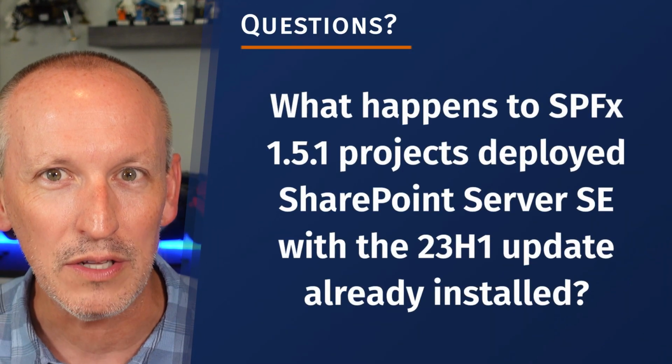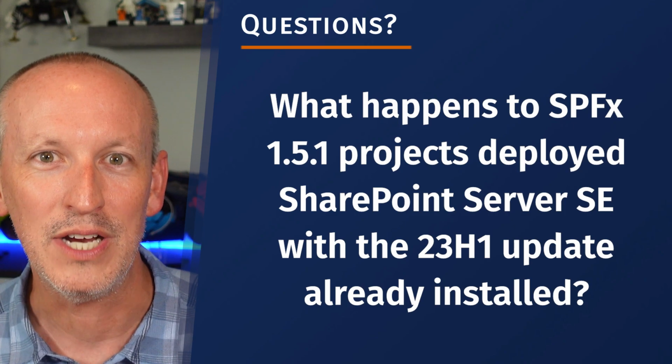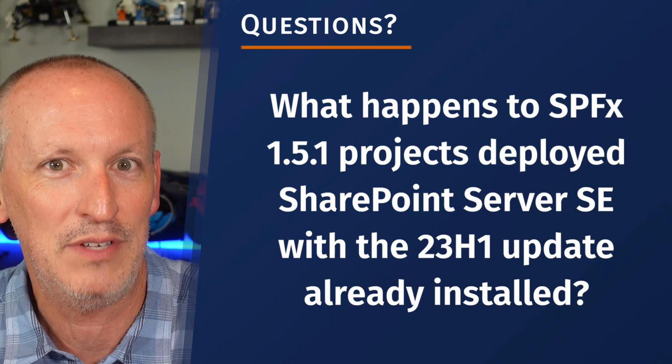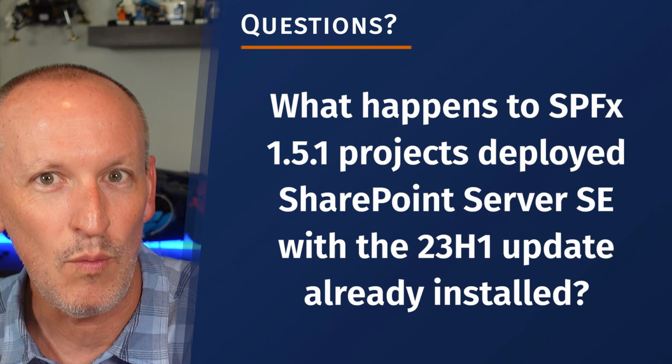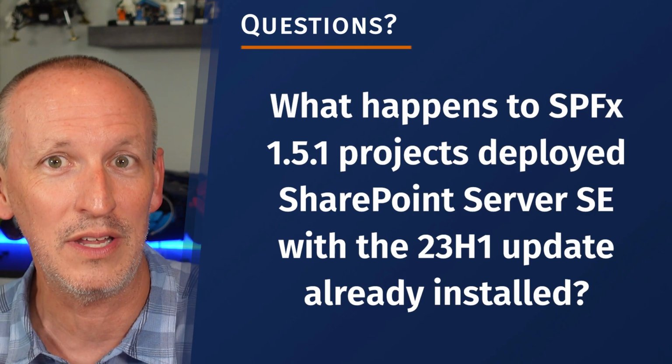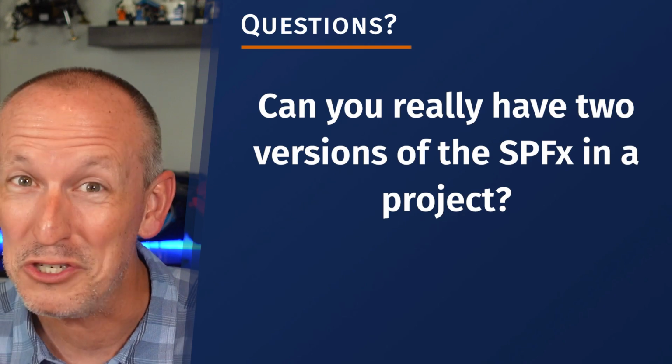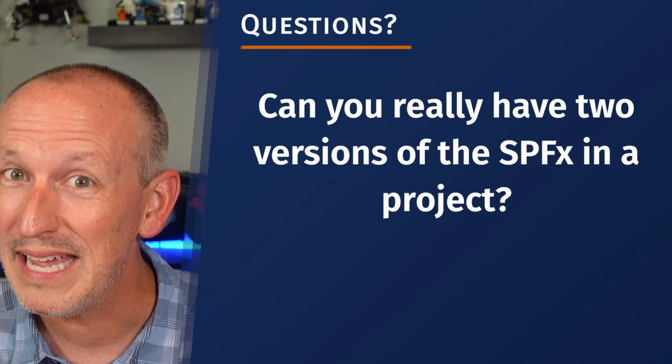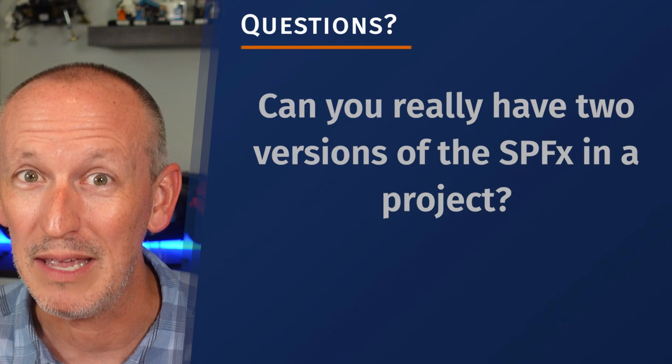But this is a bit concerning because the 23H2 update has already been released, and there are probably customers who have already installed it. But this does lead me to a couple of questions. First of all, what happens to anyone who's already deployed or upgraded a project using SharePoint Framework 1.5.1 to SPSE with the 23H1 update that's already installed? Is there a downgrade option? Won't everything just break? Can you really have two versions of the SharePoint Framework in one project?